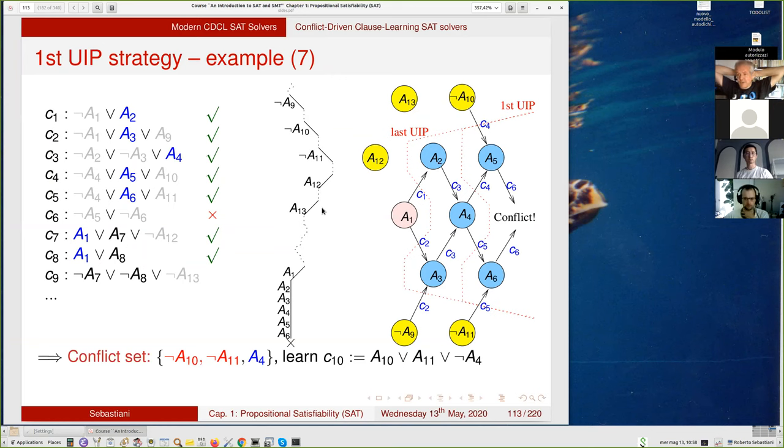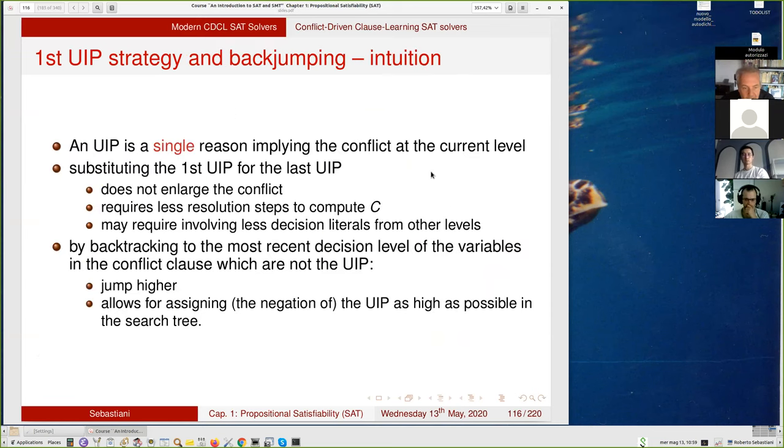Yes. In the learning of the conflict clause. Okay. Yes, provided by small, you don't mean size, you mean strict subset. So the more other literals you're able to drop from the final conflict clause, the higher are the chances that you jump higher. Okay? Exactly. Clear? Yes. Thank you. Okay, cool.